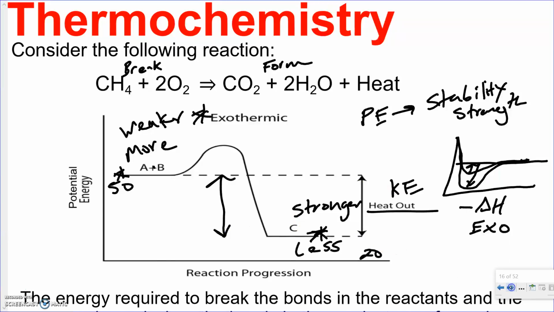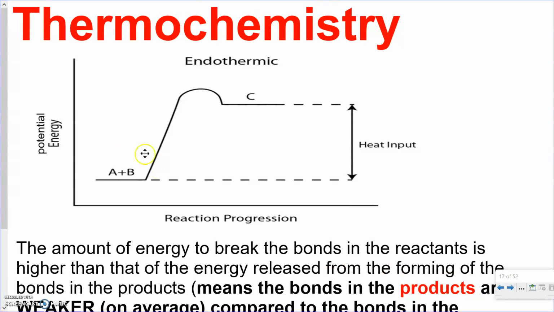Let's look at endothermic. Okay, endothermic is a little bit different. Our reactants end up at a lower potential energy, and our products end up at a higher potential energy. Therefore, our reactants are stronger, more stable, okay, and our products are weaker, less stable in comparison. And again, that is on average. So again, energy has to go in to break these bonds, and then energy is released when the bonds form.